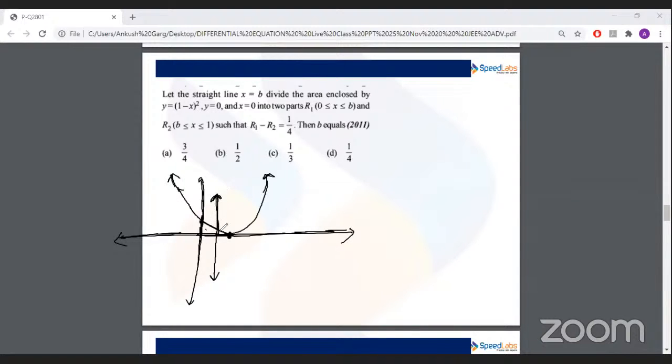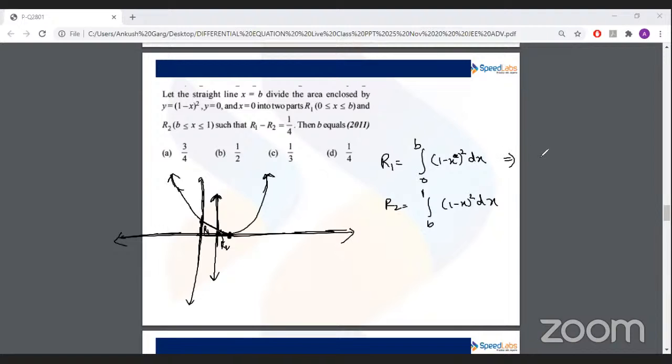Yeah. So here basically this line is dividing into two parts. Let's suppose this is R1 and this small area is R2. R1 minus R2 आपको 1 by 4 given है, तो आपको B find करना है basically. So I think that's very easy. You'll say R1 will be nothing but from 0 to B, 1 minus x whole square dx. And what will be R2? From B to 1, 1 minus x whole square dx, right? This is nothing but your R1 and R2. Okay. So you can integrate them.